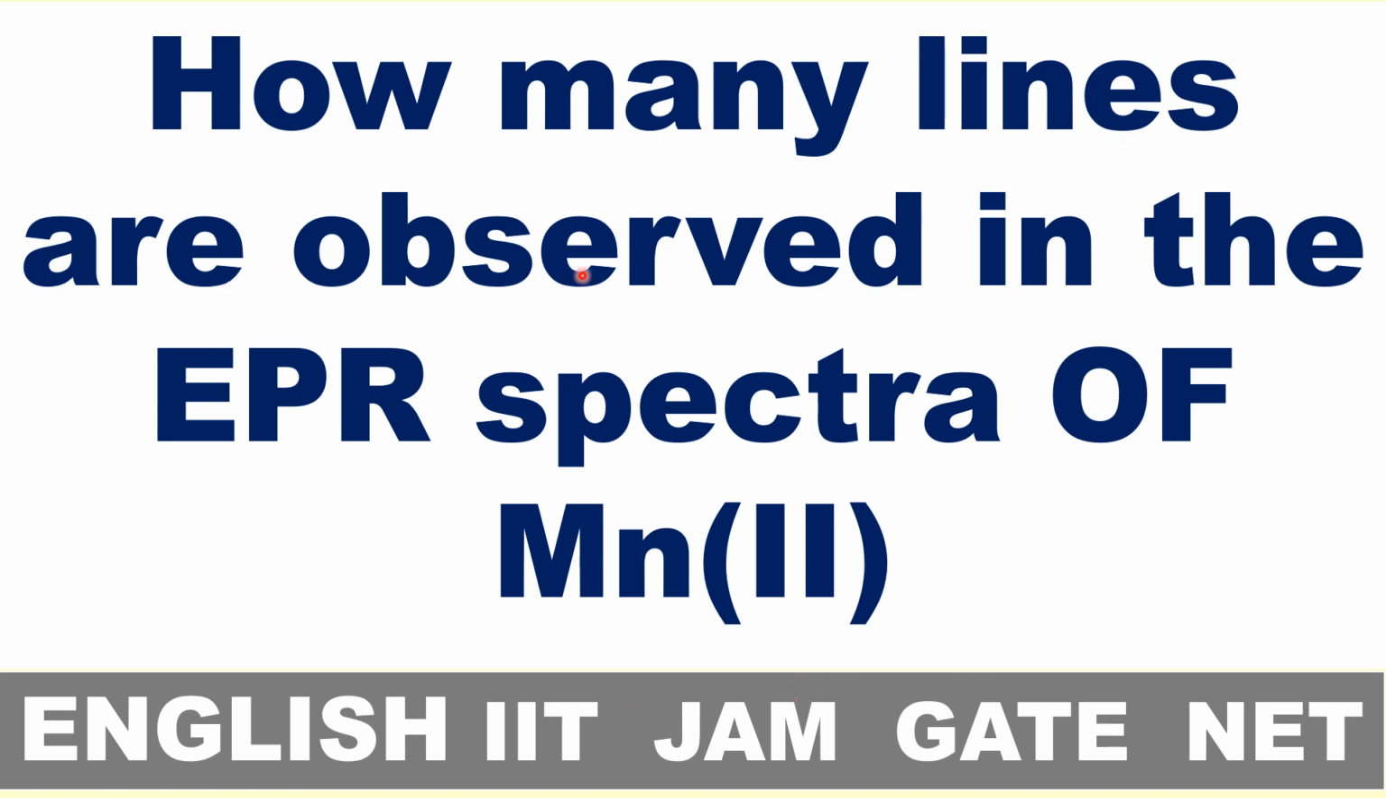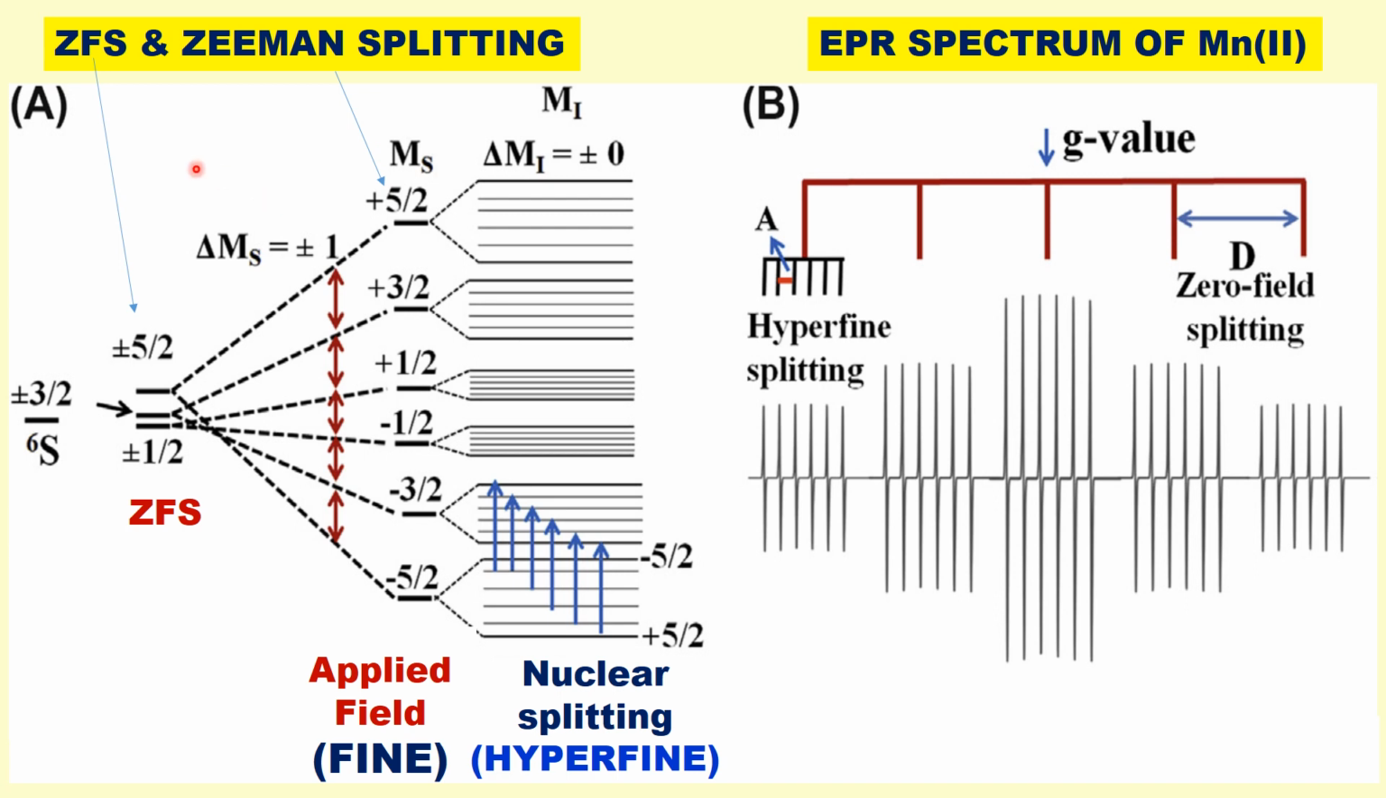Then we will also study the differences between fine structure and hyperfine structure. What are called fine structures? What are called hyperfine structures? The zero field splitting, Zeeman splitting and nuclear splitting diagram of manganese 2 ion is shown here.